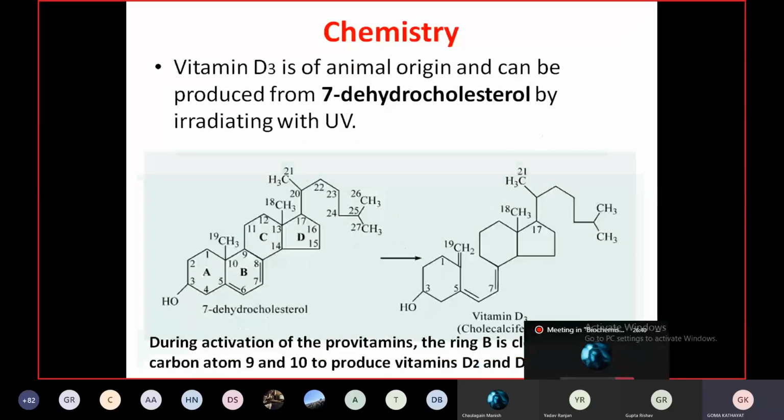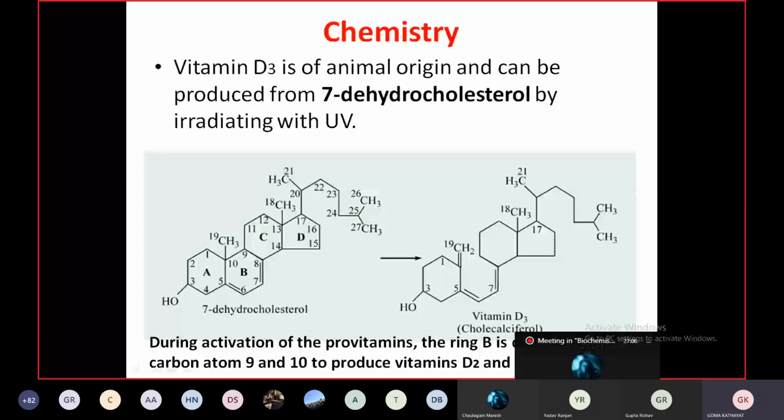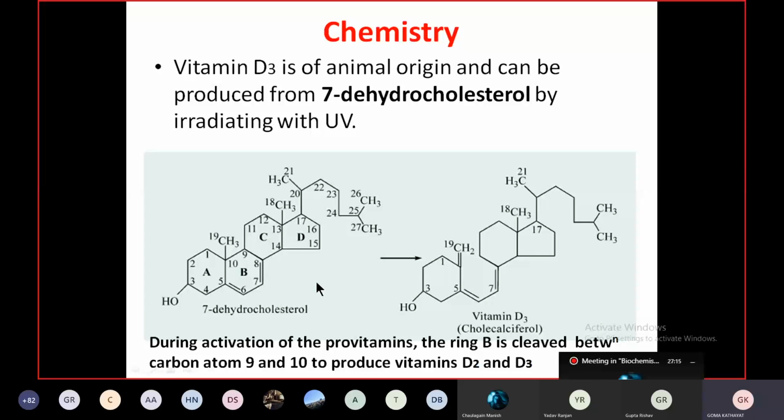Next is vitamin D3, which is of animal origin and can be produced from 7-dehydrocholesterol. As I said, 7-dehydrocholesterol is the intermediate during the synthesis of cholesterol. In the presence of UV light in the skin, it is converted into cholecalciferol. This is the name of vitamin D3, cholecalciferol. 7-dehydrocholesterol is found in the skin, and under UV light it is converted into vitamin D3, cholecalciferol. It is of animal origin.